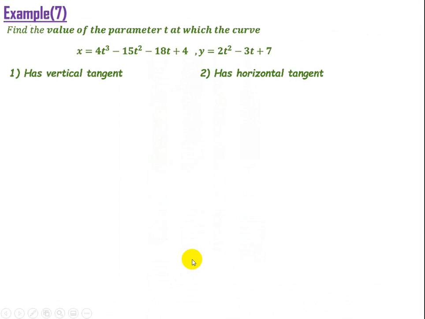Example number 7. Find the value of the parameter t at which the curve x equals 4t cubed minus 15t squared minus 18t plus 4 and y equals 2t squared minus 3t plus 7 first has a vertical tangent, second has a horizontal tangent. A vertical tangent means the slope is undefined, which means the denominator equals 0. A horizontal tangent means the slope equals 0, which means the numerator equals 0.